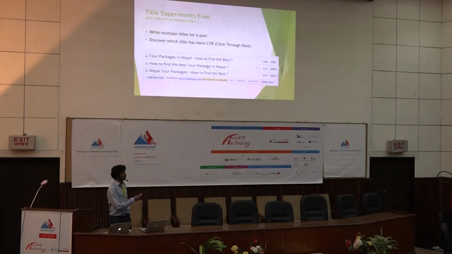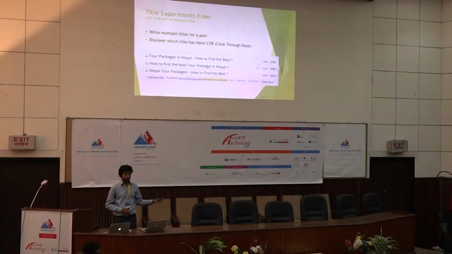25%, 40%, 50%. What this data source is, or how this plugin works, is it displays different titles to different users. And with the help of this experiment, you can determine which title is getting more clicks to where.